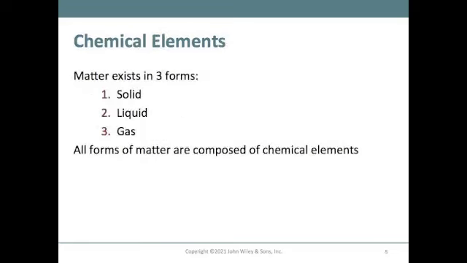Moving on to the next slide. So matter exists in three states: solid, liquid, and gas. Solids such as bones and teeth are compact and have a definite shape and volume. Liquids such as blood plasma have a definite volume and assume the shape of their container. Gases like oxygen and carbon dioxide have neither a definite shape nor volume.